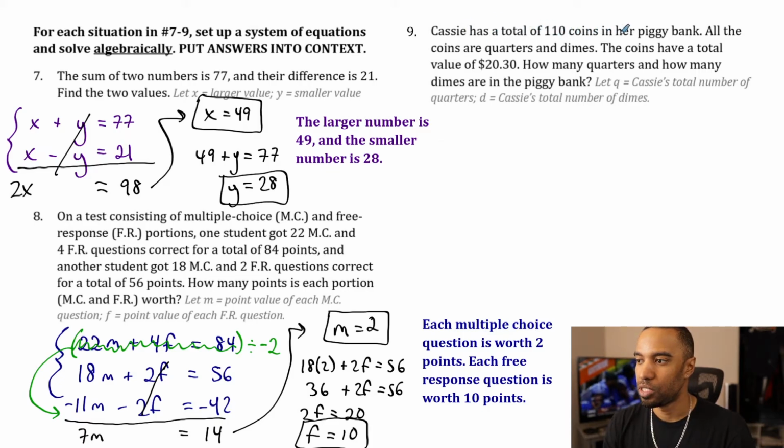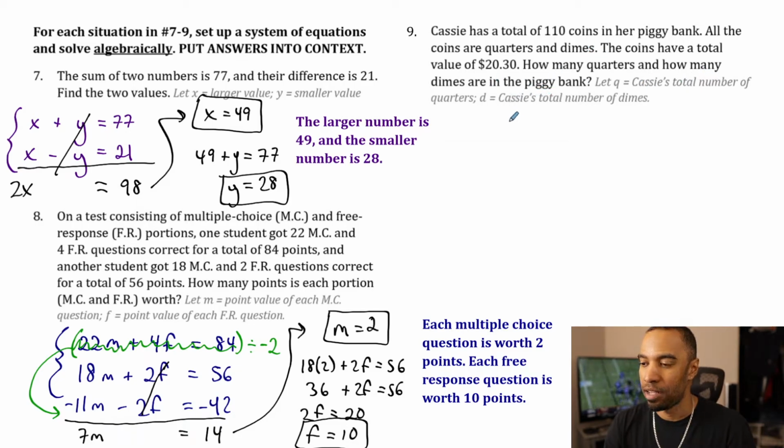Cassie has a total of 110 coins in her piggy bank. All the coins are quarters and dimes. The coins have a total value of $20.30. How many quarters and how many dimes are in the piggy bank? Okay, we don't know how many of each. So let Q equal Cassie's total number of quarters, D equal Cassie's total number of dimes here.